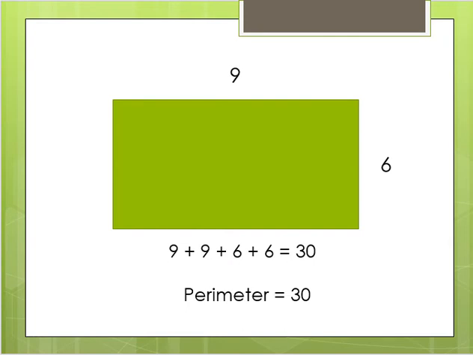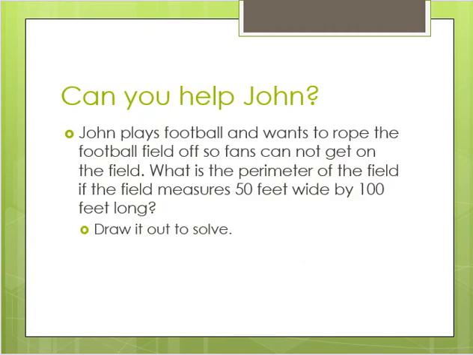Now that you have solved your problem, this is what your rectangle should have looked like. 9 plus 9 plus 6 plus 6 equals 30. So the perimeter of the garden equals 30. Now let's look at another one.